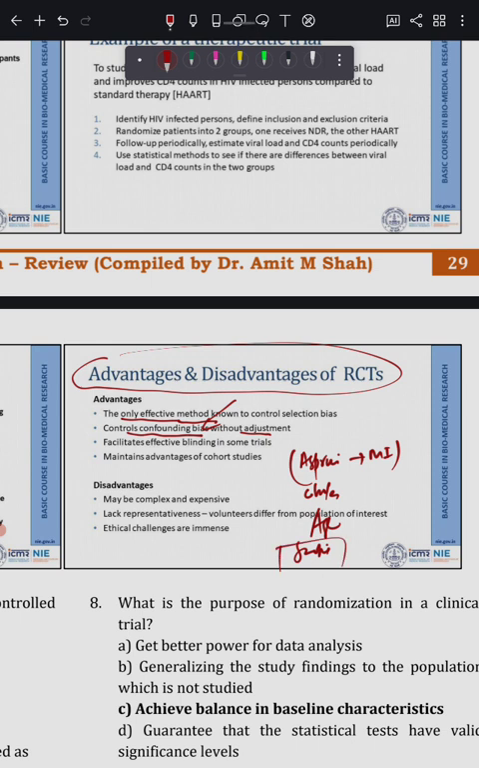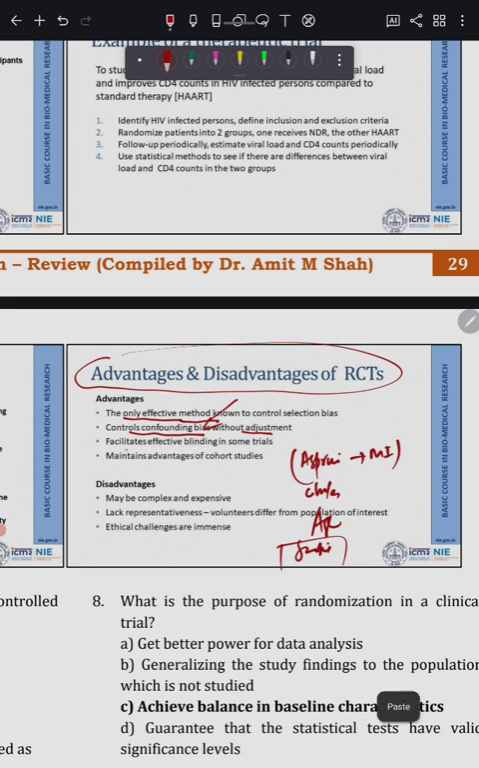Then it facilitates effective blinding or masking. Why? Because when neither the patient nor the investigator knows who receives the treatment versus placebo, bias is reduced. And blinding is crucial in outcomes like pain, where patient belief can strongly affect reporting.